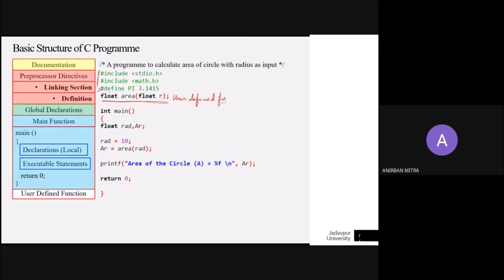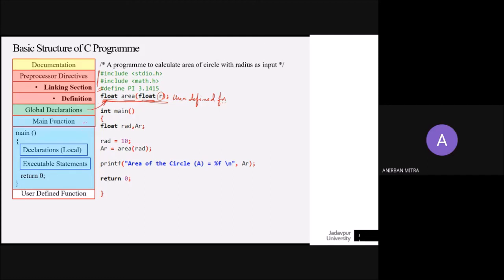What is the objective of this function? What purpose does it serve? It actually calculates the area. So how is it defined? This function area is of type float. That means it deals with real values, and its argument is r, small r, which is also of real type. Now that is the function declaration. It would be coming under this part, this global declaration.